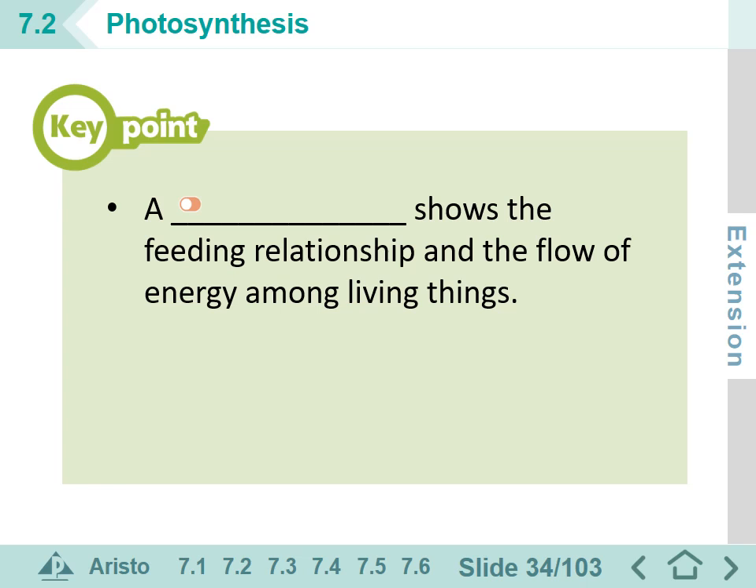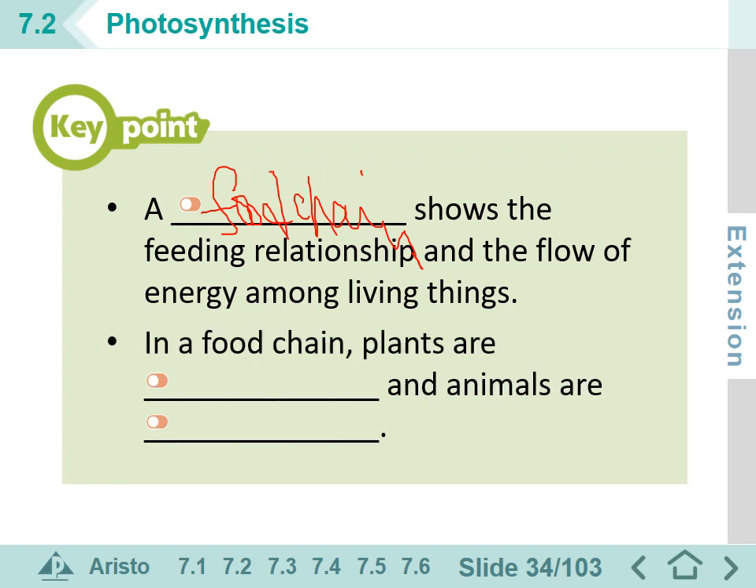And then the key point: this shows the feeding relationship and the flow of energy among living things. So it is a food chain. In the food chain, the plants are producers. So you may now turn to your book, page 25. 有啲難寫不如你都係自己抄啦。So producers, and the animals are consumers.